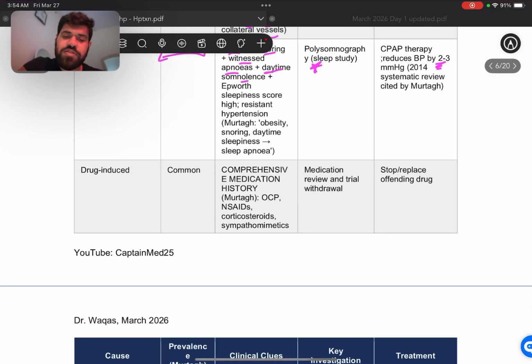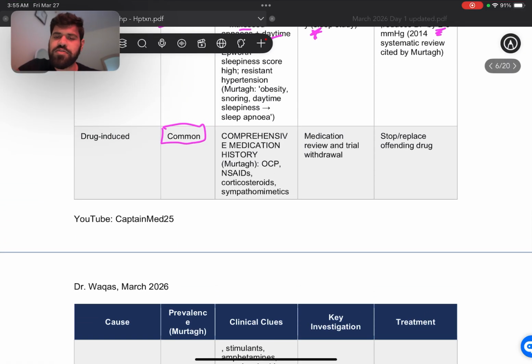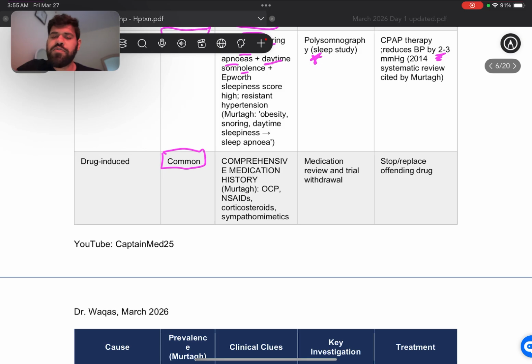Then drug induced is the most common one as well, and we have to do a comprehensive drug history: OCPs, NSAIDs, corticosteroids, sympathomimetics, stimulants, amphetamines. So a lot of drugs are going to cause this. So you have to do a medication review, and you have to stop or replace those offending drugs.